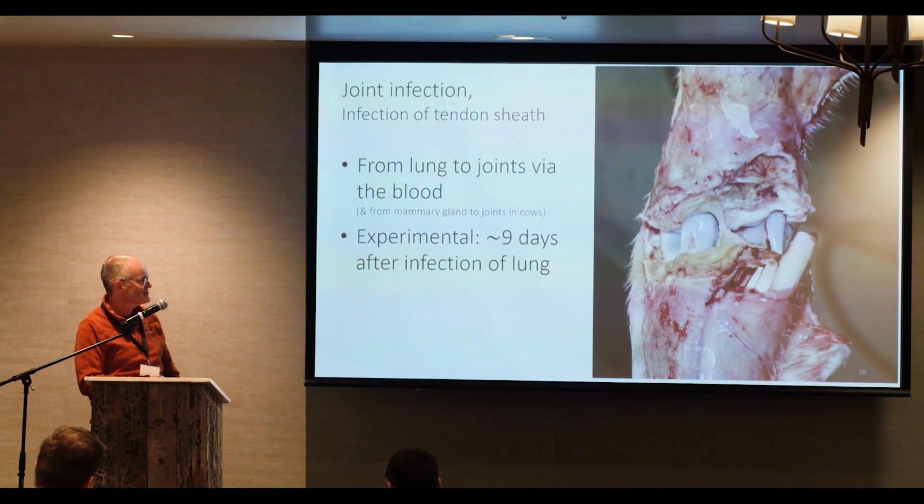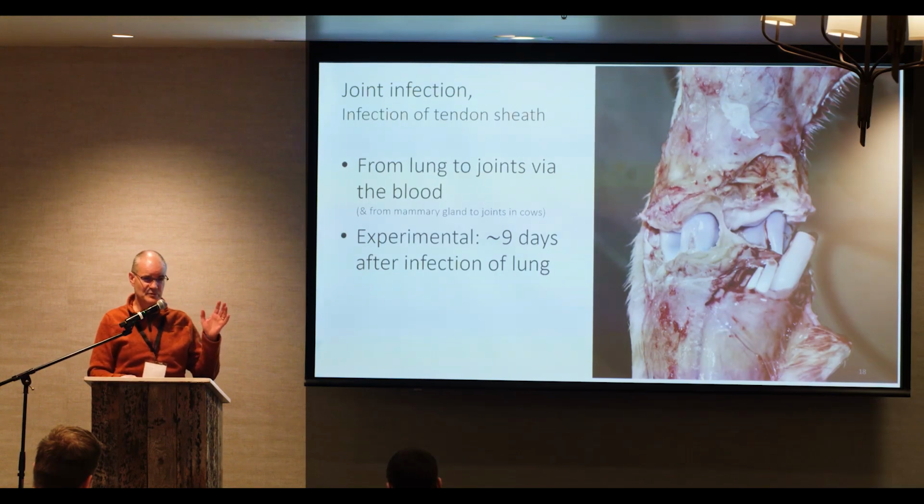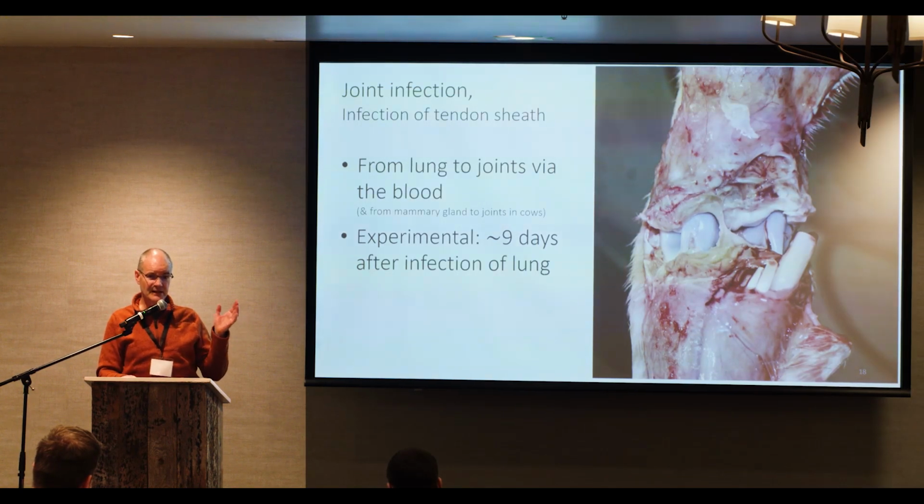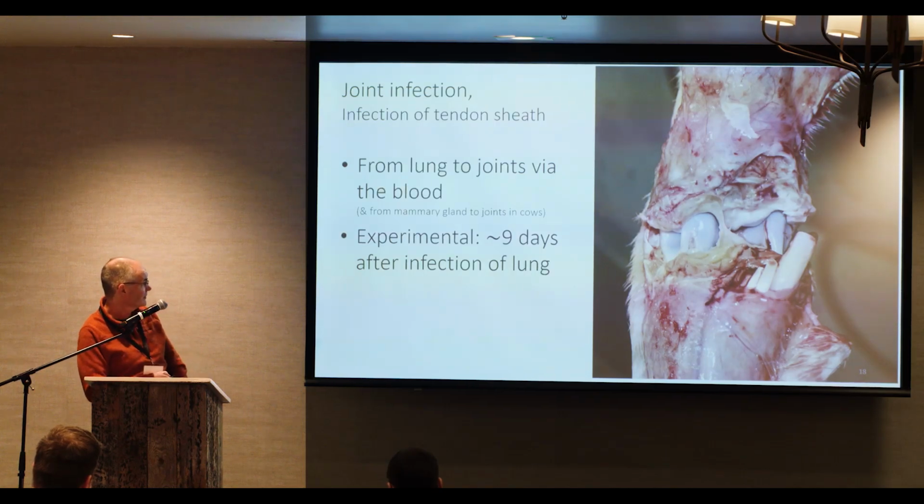The third manifestation then would be joint infections and lameness. It typically affects the joint itself, but it can affect the tendon sheath, this little sheath around the tendons here. Here the route of spread is a little bit different, that this would typically start in the lung, spread through the blood, and then settle in the joints because of that. Often multiple joints affected, but it can be a single joint.